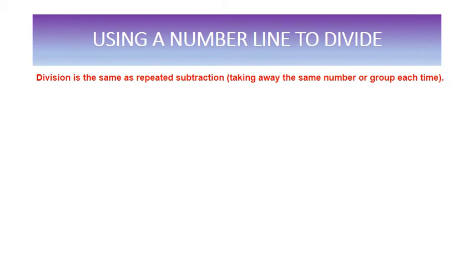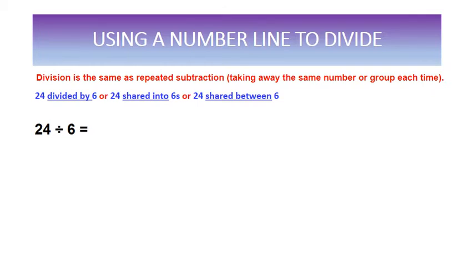Now let's look at a second example. Again, we could read this in different ways, including these three ways. 24 divided by 6, or 24 shared into sixes, in other words, equal groups of 6, or 24 shared between 6. So if we take the second one again, we do as we did before.